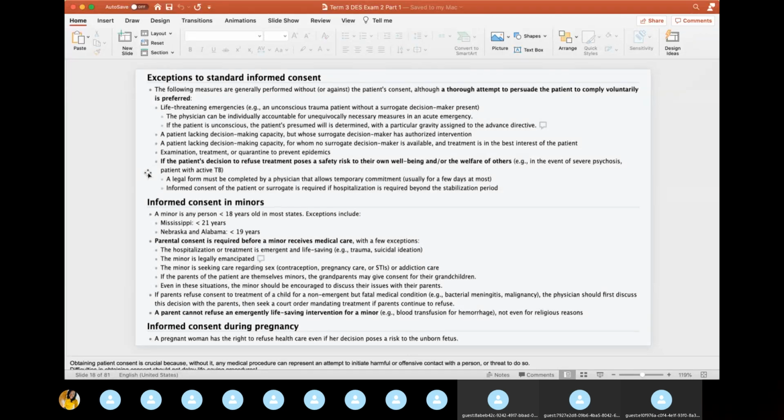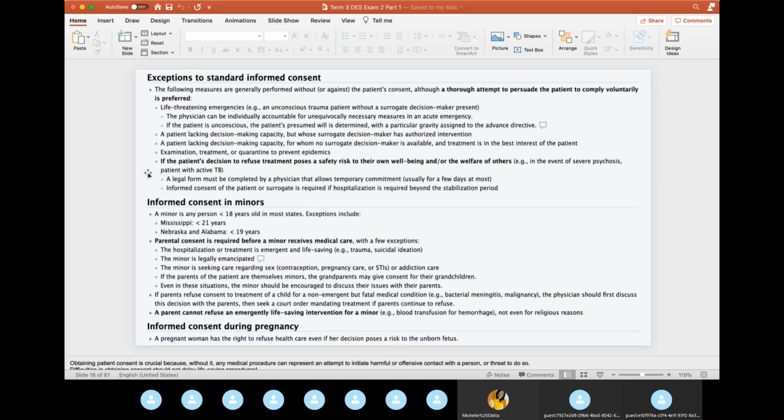Informed consent in minors. Do you need parental consent in most things? Yes. However, there are a few exceptions. High yield. What are the exceptions? First, if the treatment is emergent and life-saving, you don't need parental consent. Second, if the minor is legally emancipated, the minor is living on his or her own. Next, the minor is seeking care regarding sex. You don't need parental consent. For example, contraception, pregnancy care, STIs, or addiction care.